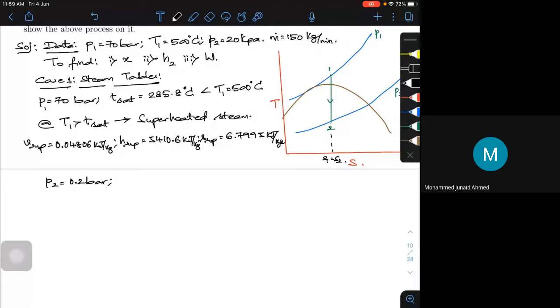What are the values I want here? I want the values of HF2, Hg2, and SF2 and Sg2. These 4 values I want. And the corresponding saturation temperature also, if you want, you can note down. Otherwise, leave it.